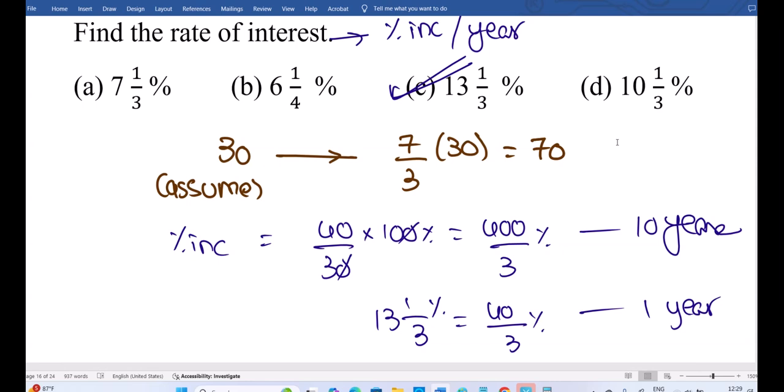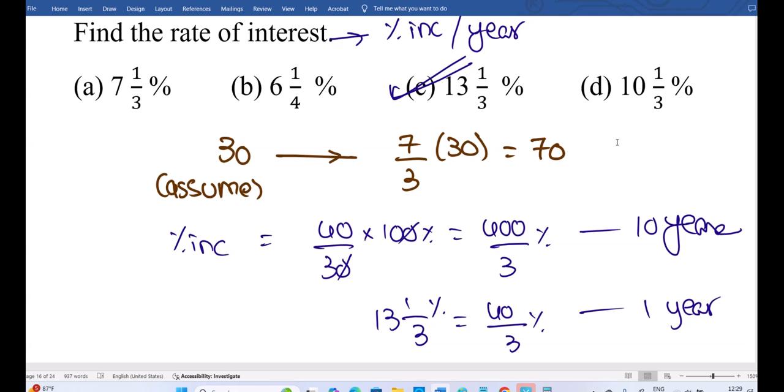Any doubt, please let me know. 30 becomes 70, 40 increased. Don't say 40%. 100 becoming 140 means 40%, base 100. But here the base is 30. Don't say 30 becoming 70 is a 40% increase. No, it is a 40 increase from 30. 40 divided by 30 into 100 is 13 1 by 3. Any doubt in this question, please?